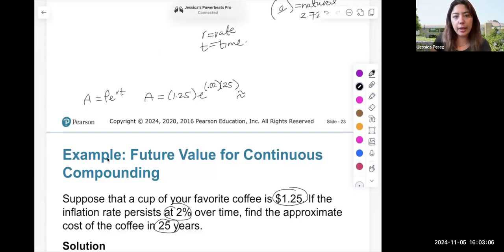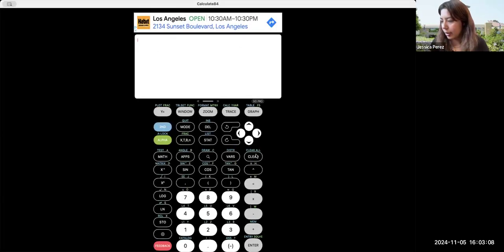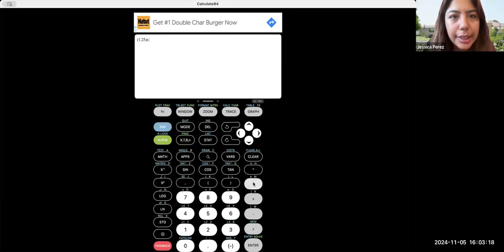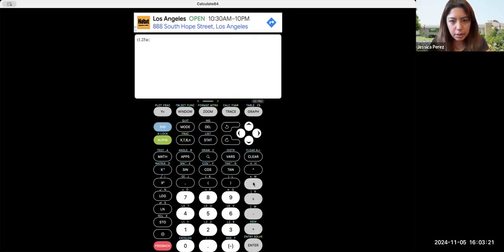So let me punch my calculator. I'm going to clear this out and enter $1.25, then you have this e. This e is below the N, so second e. There's this e and then there's e to the x, which are both the same. I'm going to use parentheses, 0.02, close the parentheses, times 25, close parentheses. And that should cost me about $2.06.